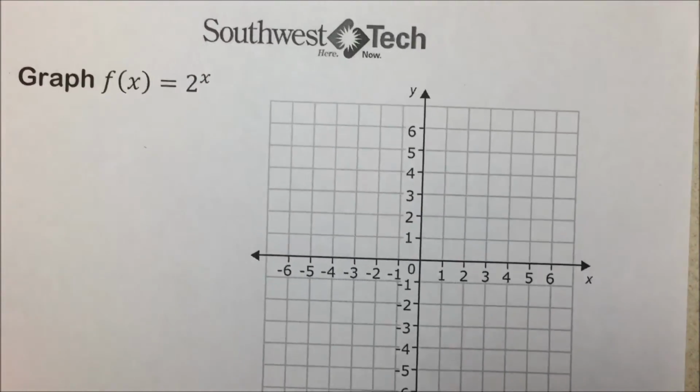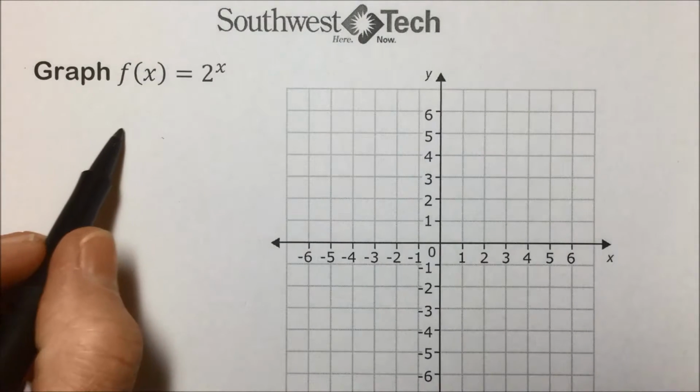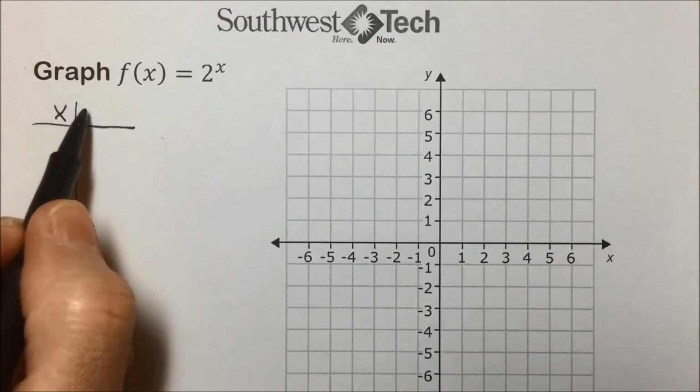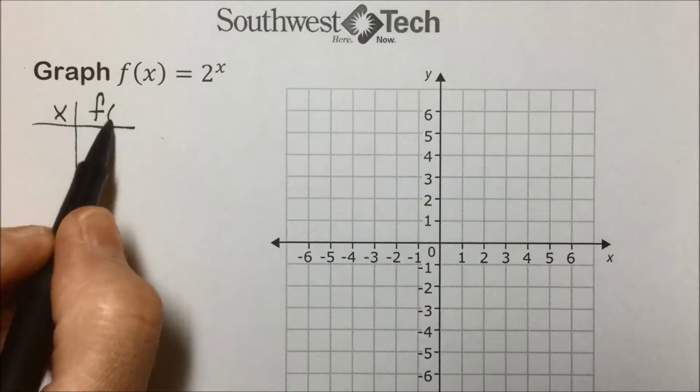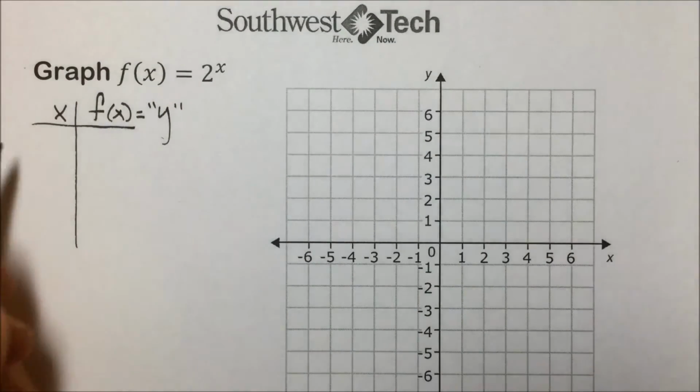And let's take a look at an exponential function and graph it. So in this first example, they're asking us to graph f of x is equal to 2 to the x power. Let's set up a table of some values. We'll pick an x and f of x, the result, which you can think of as your y value.